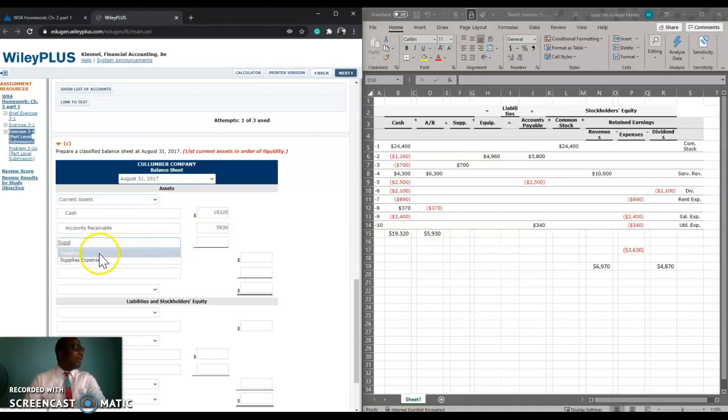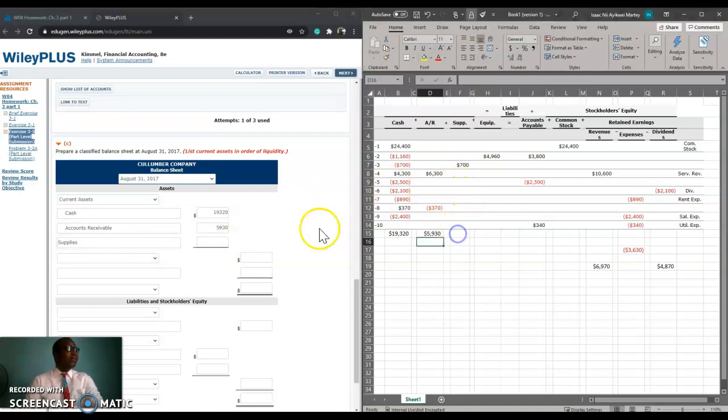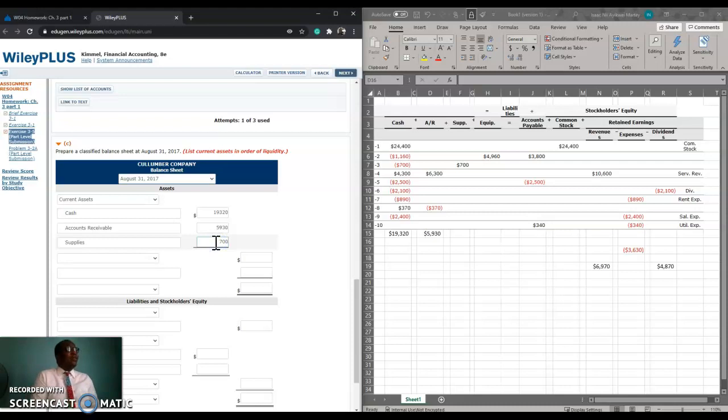And then for our supplies, which is the last of our current assets. And it's important to list all of these in order of liquidity, which means that we are listing them by how quickly they can be turned into cash. The supplies will be 700. So for the whole month, they had supplies of 700 as assets.